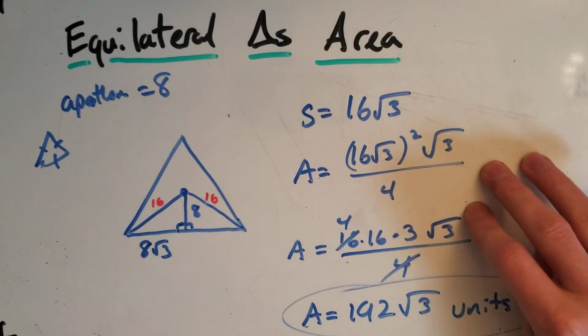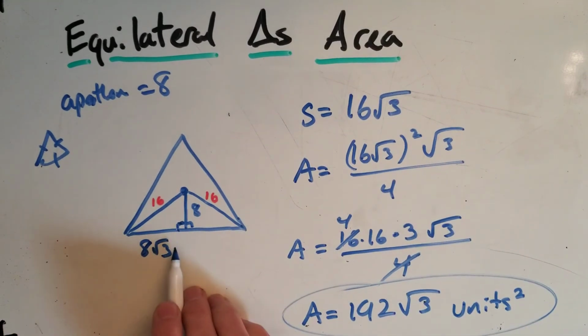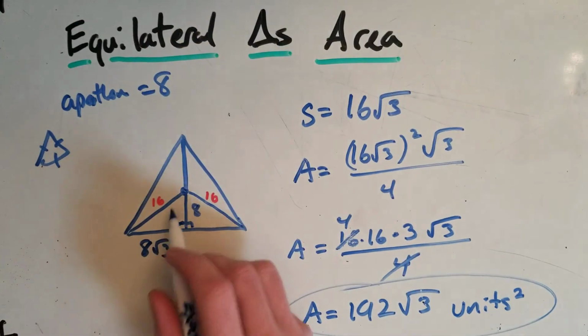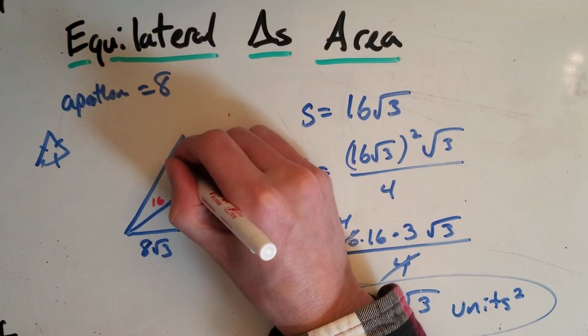If you didn't remember this formula, there are other ways to do it. You can fall back on other things you know. Another way you could do this, I would draw the radius going up, because if the radius is 16 here and here, the radius is going to be 16 up here.